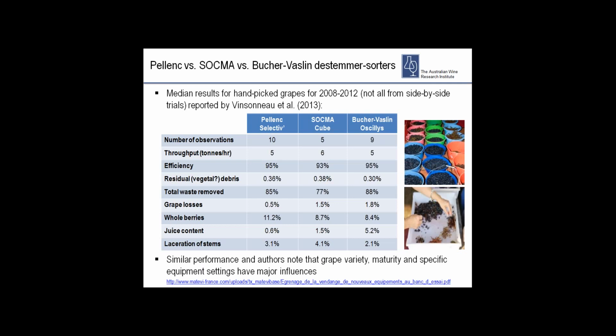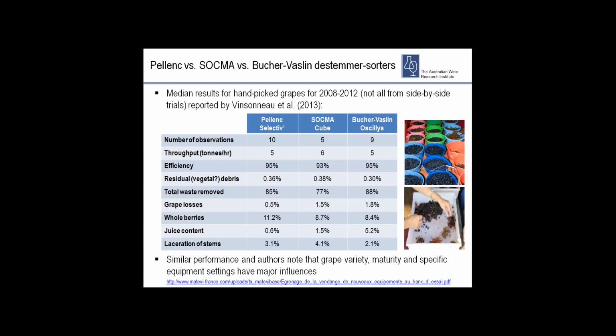So there aren't a lot of great studies on the performance of the different new destemmer sorters relative to each other or to rotary destemmers, but I did find a study by Vincenzo and colleagues who performed trials with all three of the new vibrating destemmer sorters over the course of a few vintages. This table, translated from their paper, summarizes the performance of the different vibrating destemmer sorters. Their general conclusion seems to have been that the new vibrating destemmer sorters showed broadly similar and pretty decent performance.